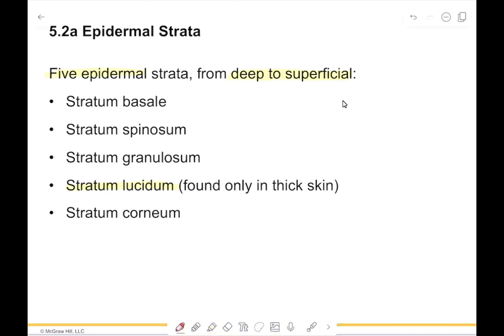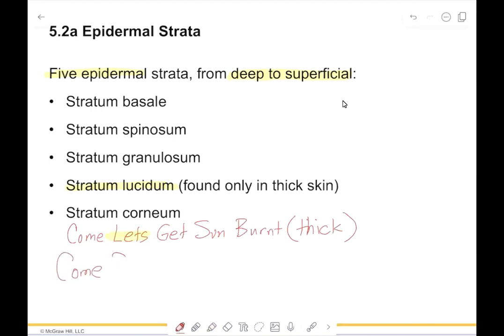So, a way that I like to encourage students to remember this is the mnemonic "come, let's get sun burnt." So not only is it something you should not do, but it will make it memorable, hopefully. But that's only in thick skin. So the "let's" is for the lucidum. If it's thin skin, of course, it would just become "get sun burnt," and we wouldn't have "let's" for the stratum lucidum.